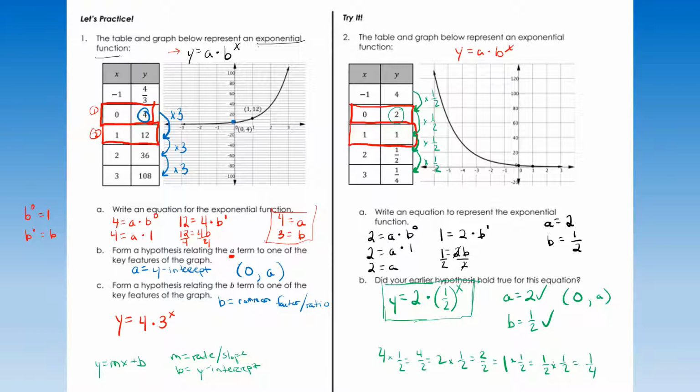One more thing to look at comparing these two. Notice over on the left, we're multiplying by 3, and the graph is going up, right? Here, we're multiplying by 1/2, and the graph is going down. Okay, so keep that in mind as we move forward. What causes the graph to go up? What causes the graph to go down?